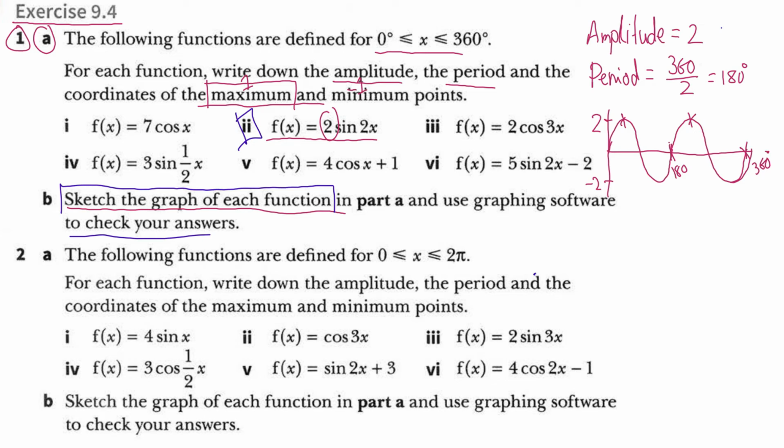So let me find the maximum point. From 0 to 180, half of the value is 90 degrees, and the middle of the 90 is definitely 45 degrees.